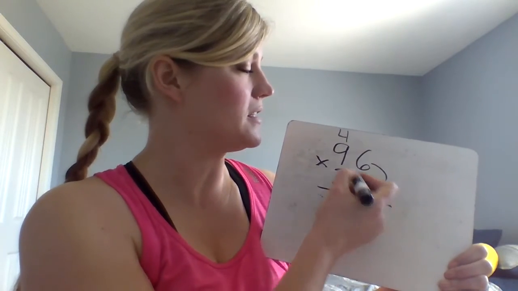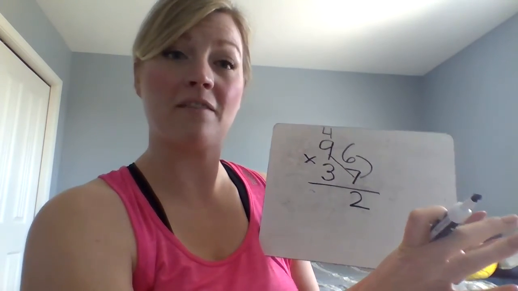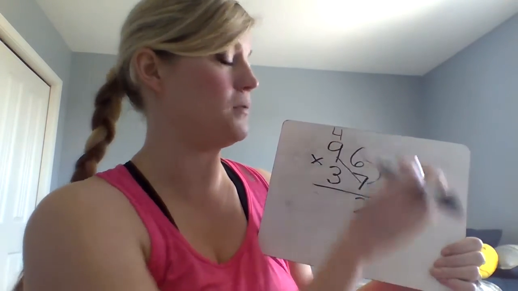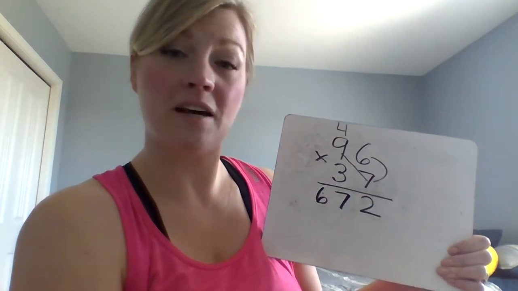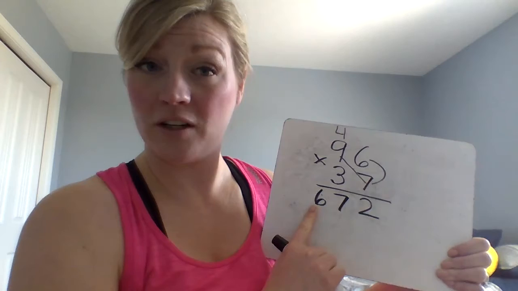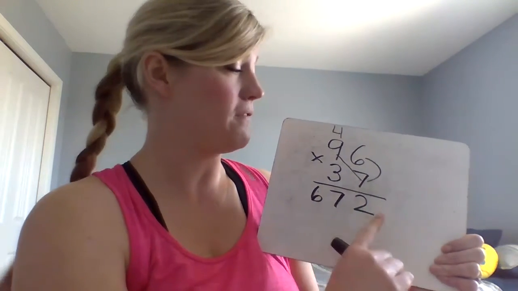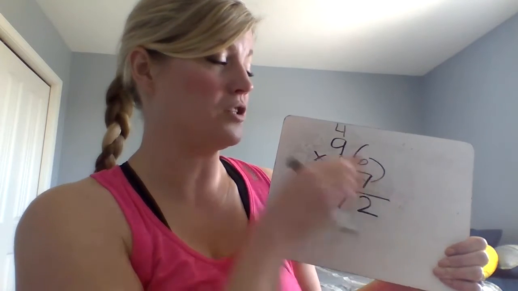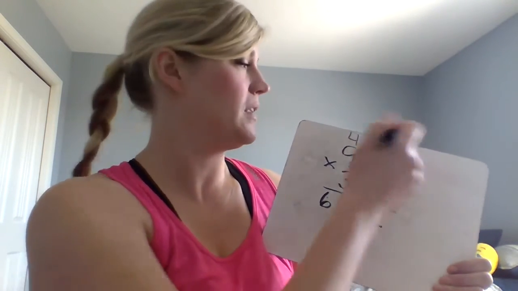Next, 7 times 9. We can use our nines trick. Put up all my fingers, put down my 7th finger. I have 6, 3 for 63, plus 4 more is 67. 67 tens does give me hundreds, right? It's 6 hundreds and 7 tens. So I have my first partial product where I multiplied 7 times 96 to get 672.